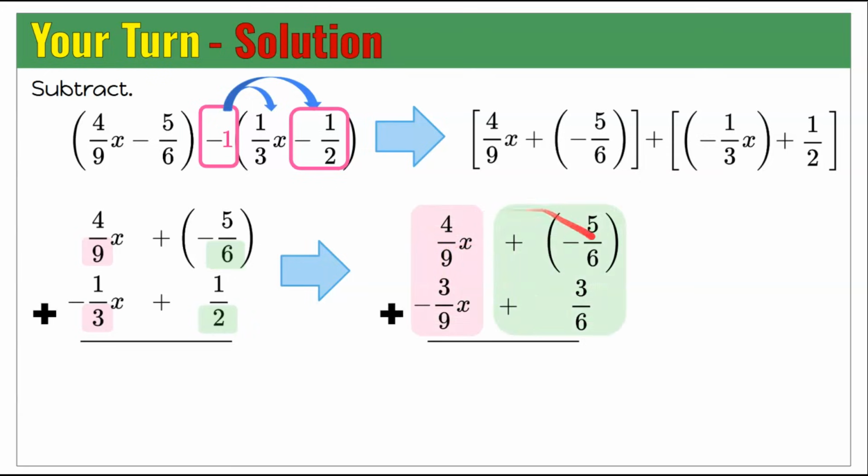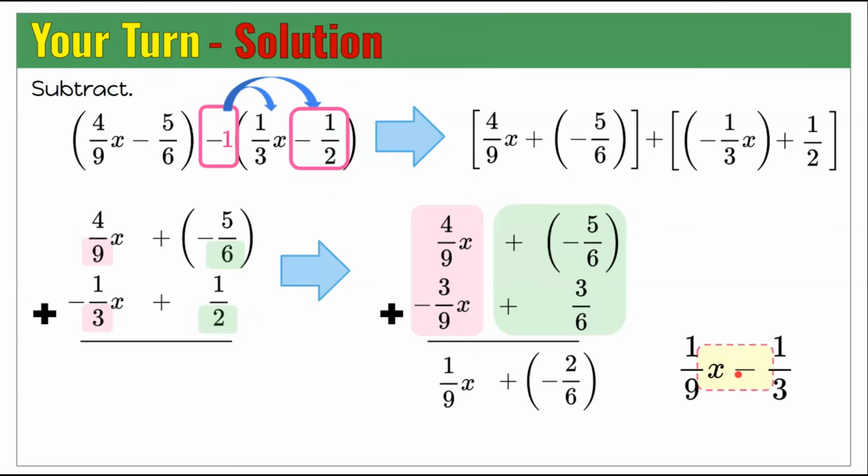Here are my variable terms and my constant terms. 4/9 x add -3/9 x gives me 1/9 x. -5/6 add 3/6 has a sum of -2/6. This can be simplified. So I'm going to rewrite this as subtract. So I'm going to do 1/9 x, subtract, and 2/6 simplifies to 1/3. These are equivalent expressions.